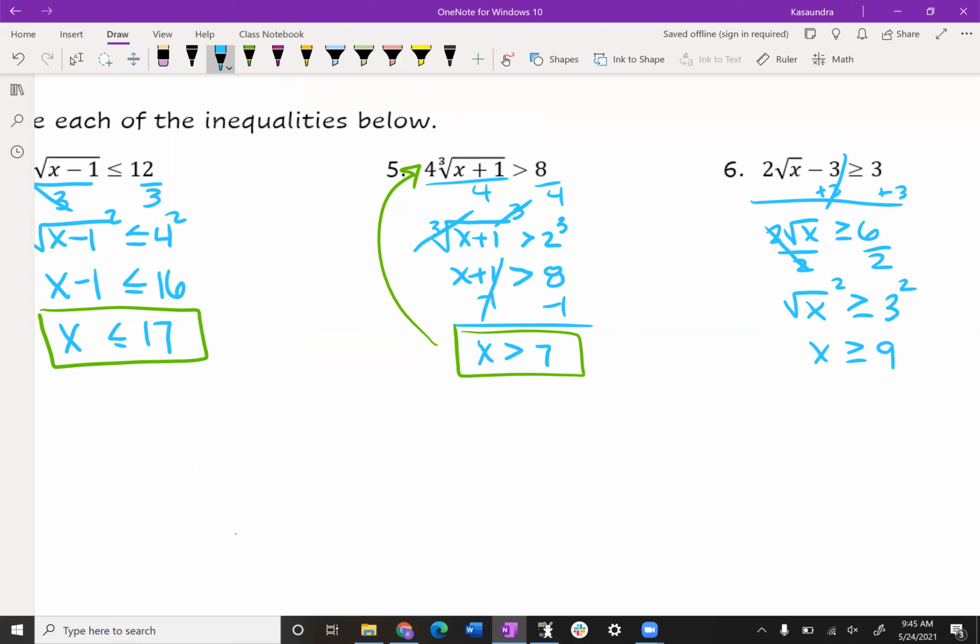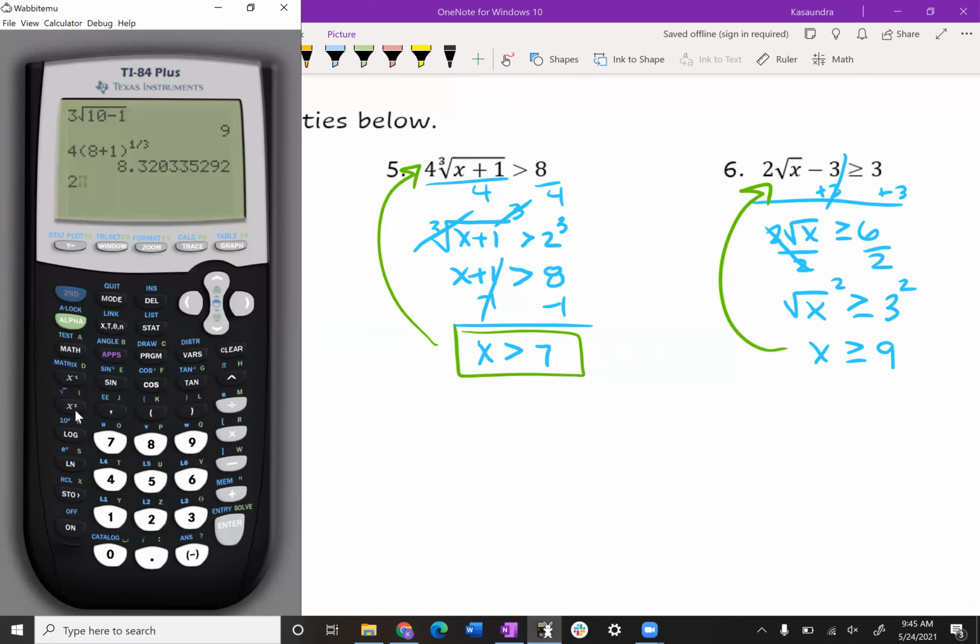Okay, so to check our answer, let's pick some number greater than or equal to 9. So maybe we'll just pick like a 10 or something. All right, 2 times the square root of x. The x we chose was 10. And then outside of that was a minus 3. Let's see if this is greater than or equal to 3. 3.32, whatever. This is greater than or equal to 3, so that tells me this is correct. All right, there we go.